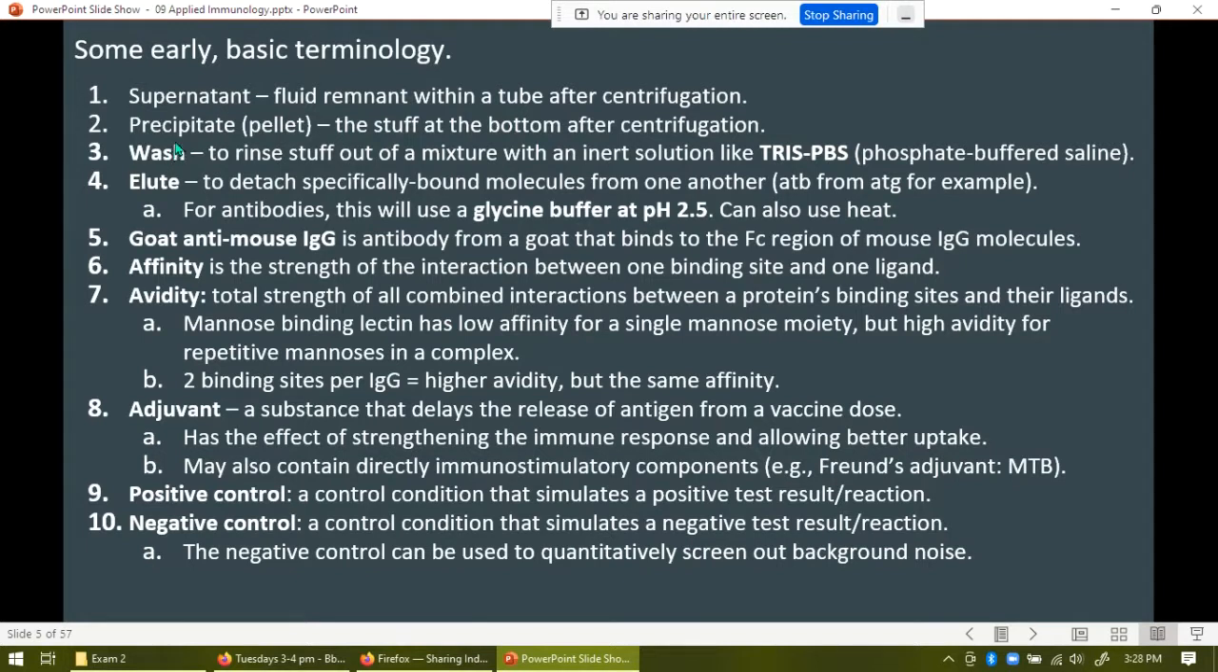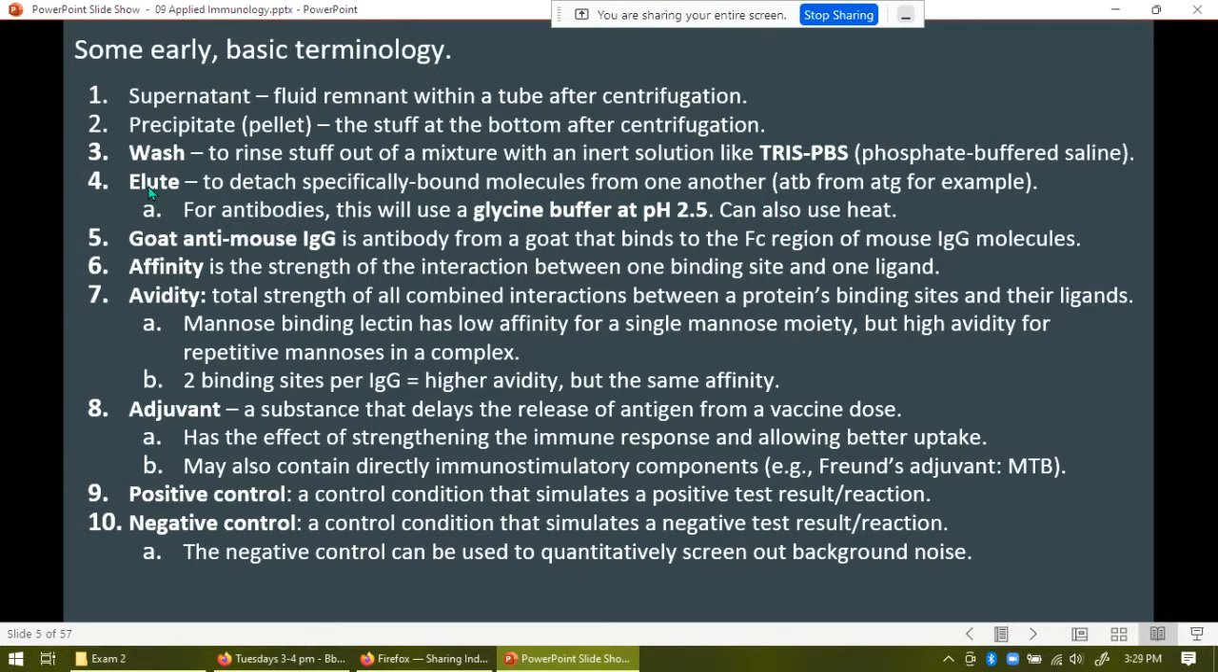Now, the word wash is going to be used to indicate rinsing stuff out of a mixture with an inert solution like Tris PBS or phosphate buffered saline. Tris phosphate buffered saline, right? So, for example, we might want to wash out excess antibodies from a mixture once our antibodies have bound to their antigen. Elute. Elute is an important word. It means to detach specifically bound molecules from one another. For example, you might want to detach an antibody from an antigen so that you can use it to do something else after getting it to bind to antigen.